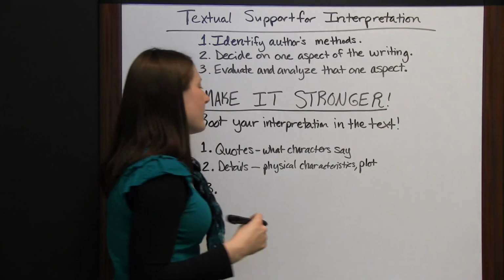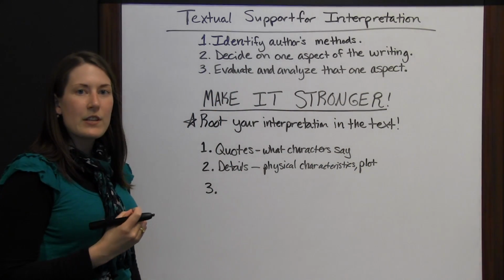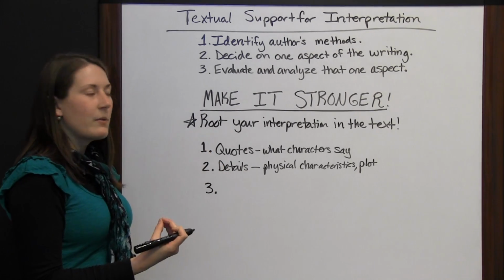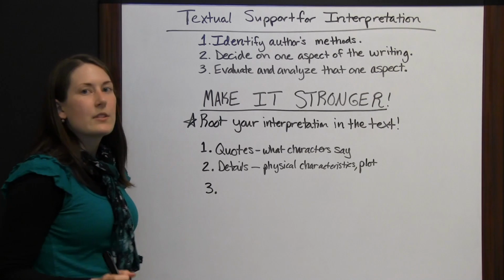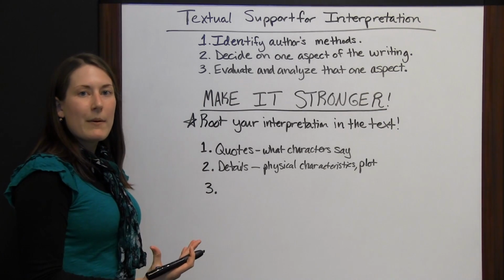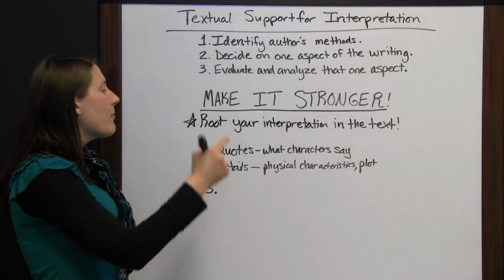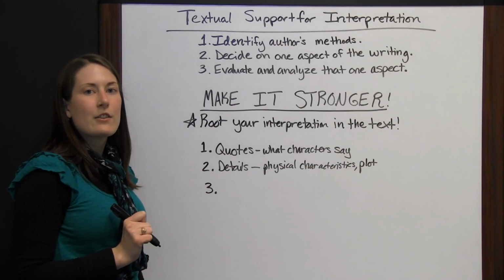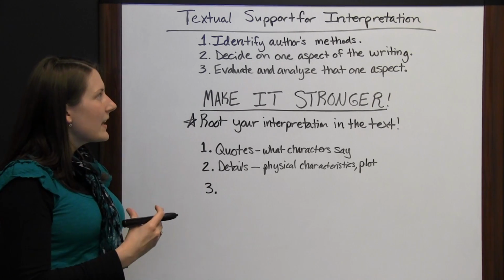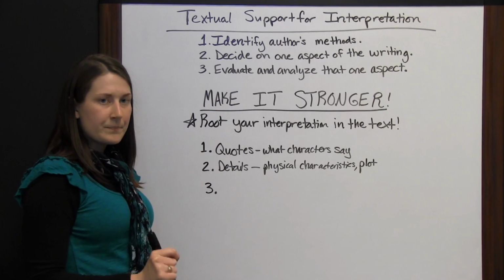It could have to do with the tone as well. It could have to do with specific language that the author used. But find those details and then put them into your evaluation. Find these quotes and put them into your interpretation. So if you're trying to describe how a character acts or how you felt about a character, go back and find something specific about that character in the story and put it into your interpretation so that your essay now has roots in the text and is going to be stronger.